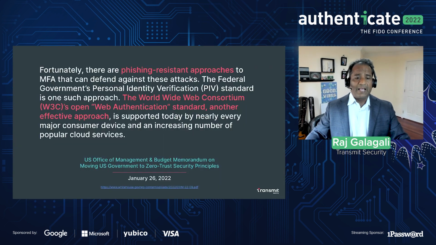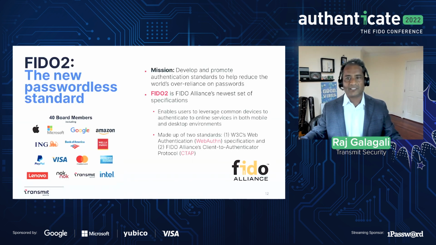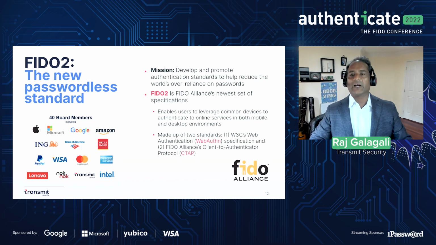And fortunately, even the US Office of Management and Budget came out with a memorandum saying that there are two ways that every enterprise must adopt as part of zero trust principles. Either you go in with the PIV, which the federal government has been implementing, which is basically identifying yourself with a CAC card or a smart card, or they advised to use the World Wide Web Consortium's web authentication standard. And that web authentication standard brings us to the FIDO Alliance.